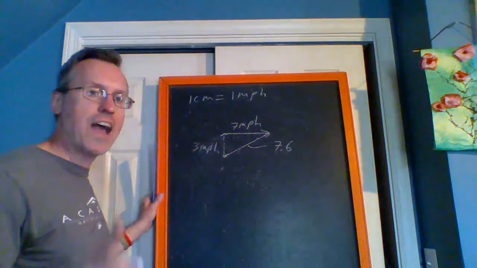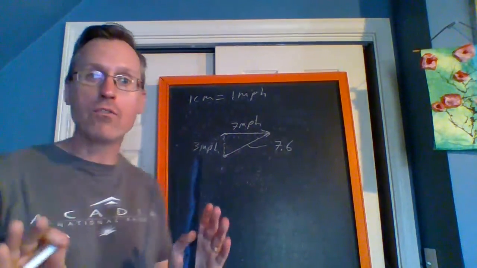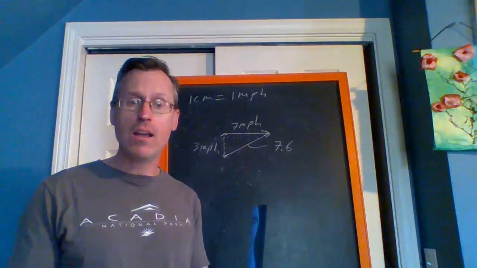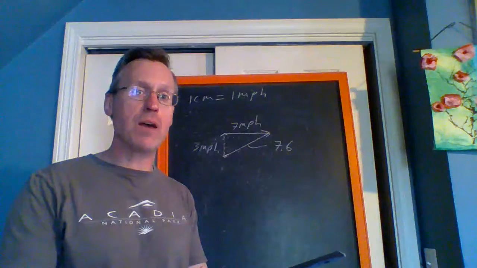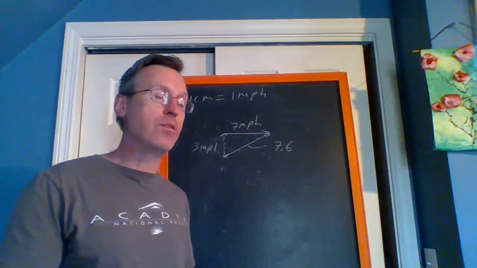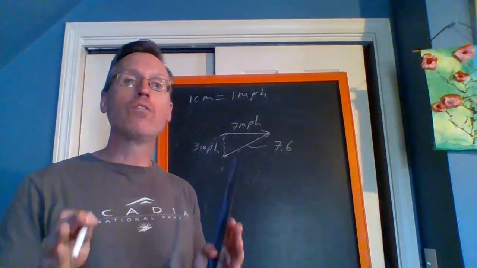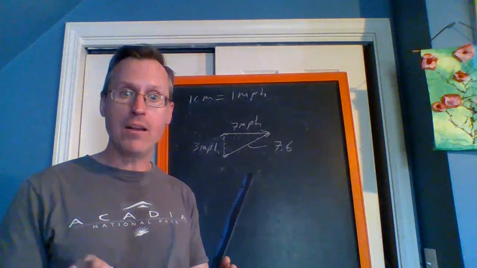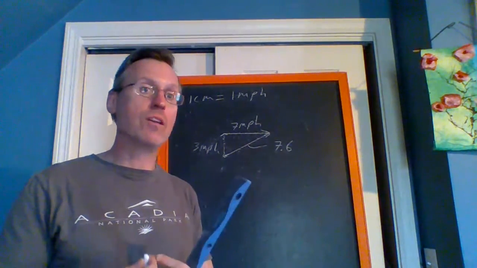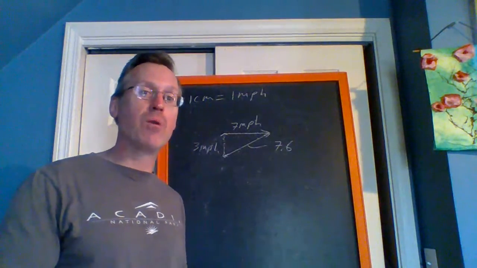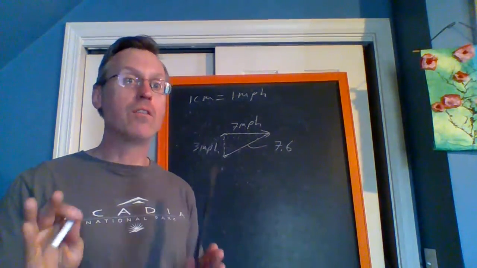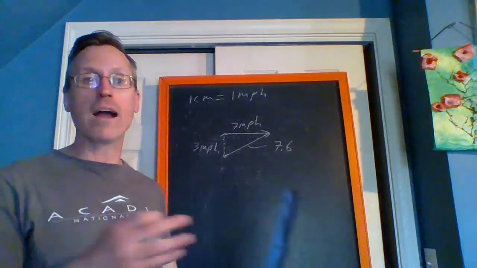Now, if you don't get exactly 7.6, I want to say this right now, that's okay. This is not an exact method. This is an approximate method. So if I get 7.6, you get 7.5, you're still good. Let me repeat that. If I get 7.6 and you get 7.5, you're still good. Now, if I get 7.6 and you get 2, you're not good. Something went wrong, and go back and check what you did.